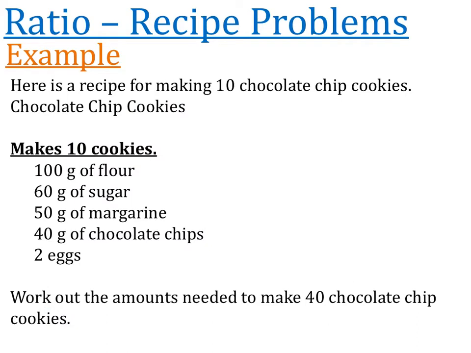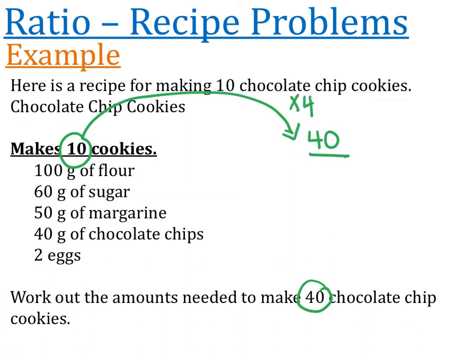So this next question is exactly the same recipe, same set of chocolate chip cookies, except this time they want us to make 40 chocolate chip cookies. So we have to find out how we get from 10 to 40. Do you know how to get from 10 to 40? Hopefully you're thinking that the easiest way would be to times by 4, and you'd be absolutely correct. So you're going to times all of these numbers again by 4.